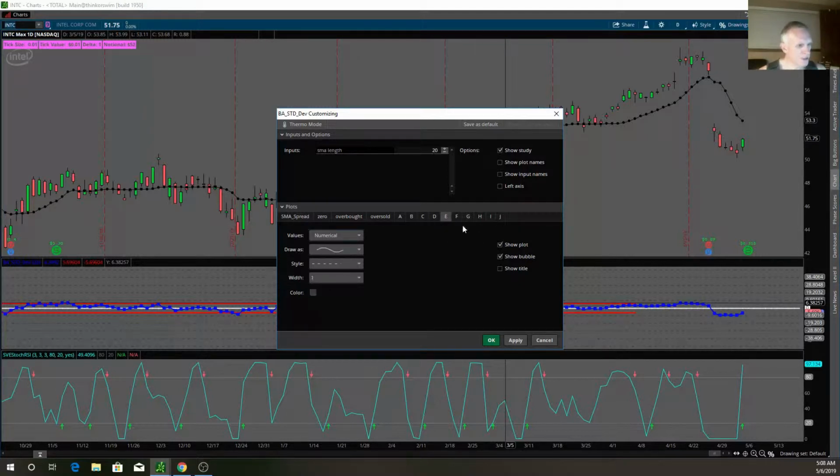Now we want to deselect the rest of these. I just don't want to see them. If you want to leave E and F, the next layer up, that's fine too. Let's do that just so you can see what I'm talking about here. We'll leave E and F up there.